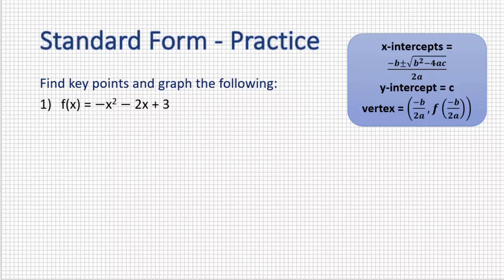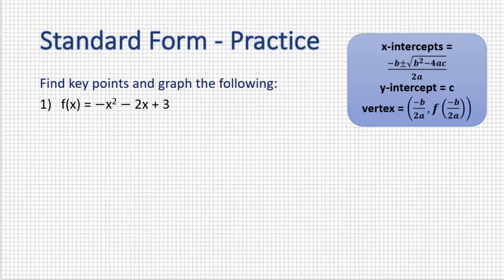We'll look at two equations, both given in standard form. Here's our first one. F of x is equal to negative x squared minus 2x plus 3. We'll find all the key points and graph it. The key points, of course, are the vertex, the y-intercept, and the x-intercepts.